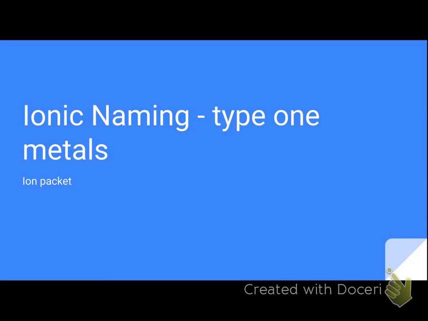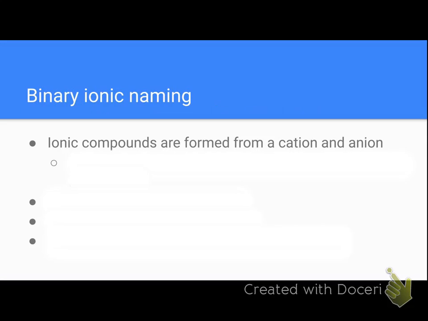This lecture is going to cover ionic naming, specifically only ionic naming with our type 1 metals. So if you think to your ion packet, these are going to be the ones that always have the same charge, typically the ones that we can just use the periodic table to see. So you may want to have your ion packet out so you can see those charges of those metal ions, or you could use a periodic table. Either one would be fine, but you are going to need to know charges.